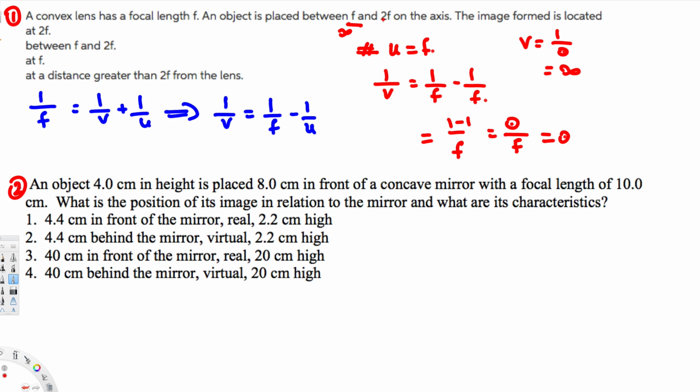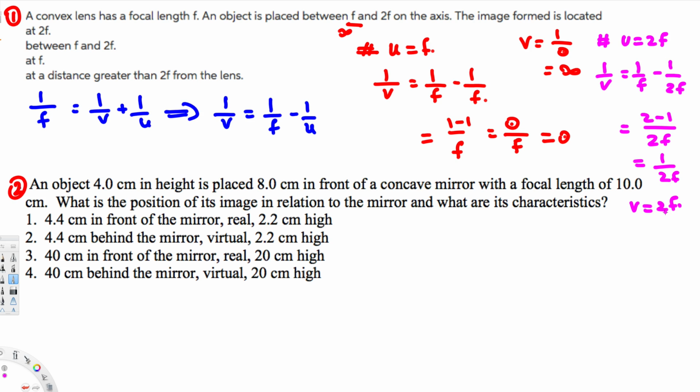Now let's see what happens at 2f. If we take object distance u equal to 2f, we are going to apply the same equation, that is 1 over v is equivalent to 1 over f minus, instead of u, now I plug 2f right here. So this is going to be 1 over 2f, and if I take 2f as the common denominator, this is going to be 2 minus 1, and that's going to be equal to 1 over 2f. Now that is 1 over v, therefore v is going to be equivalent to 2f, right? So the distance of the image is going to be from 2f to infinity.